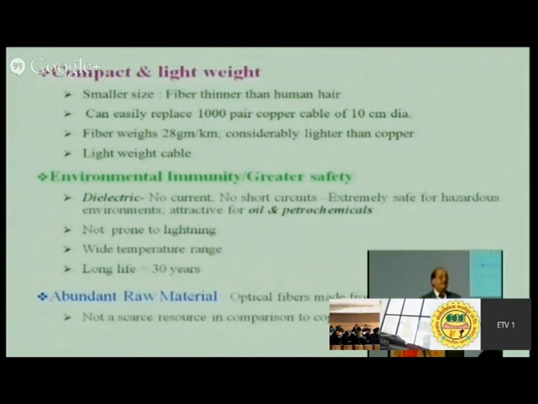And then abundant raw material. Optical fiber is made from silica, sand. A huge amount of sand is available at our sea beaches. Whereas it is not a scarce resource as compared to copper. So this is another advantage for the optical fiber. So all these are the advantages of optical fiber as compared to copper.